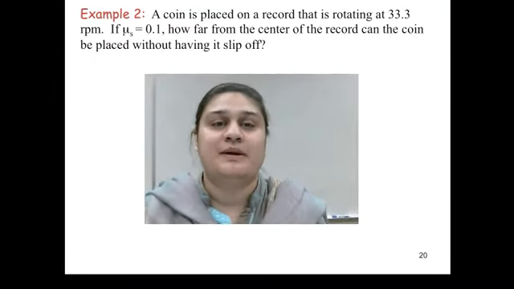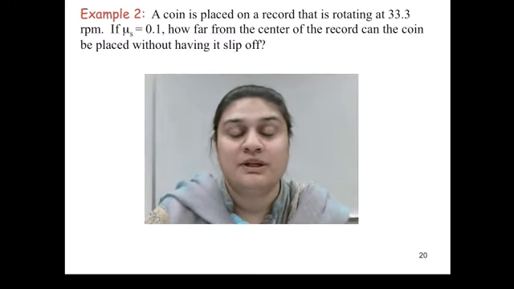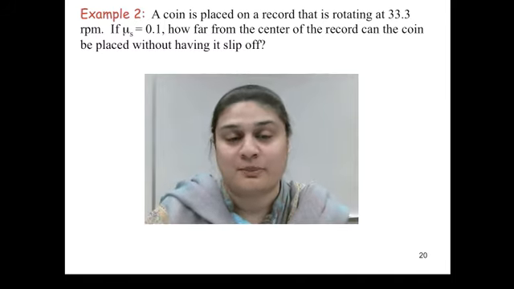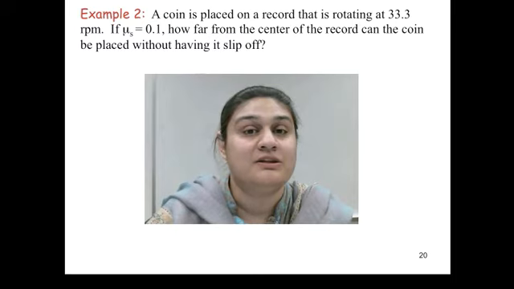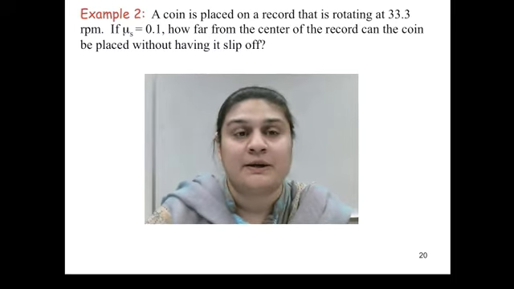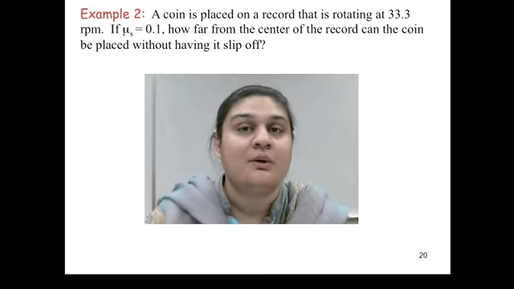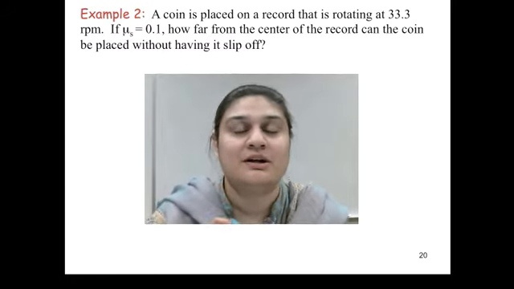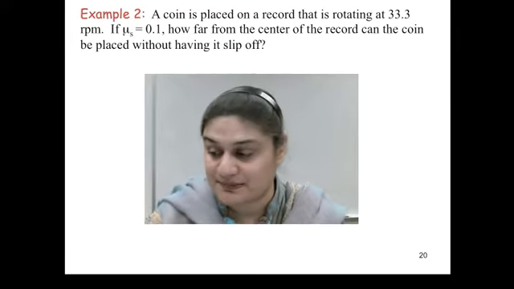Now here's a really good question. A coin is placed on a record that is rotating at 33.3 RPMs. If mu equals 0.1, how far from the center of the record can the coin be placed without having to slip off? Okay, now here's a question. It says 33.3 RPMs. That means it's revolutions per minute. What did we say? As soon as you see the word revolutions per minute, convert. Convert to radians per second.